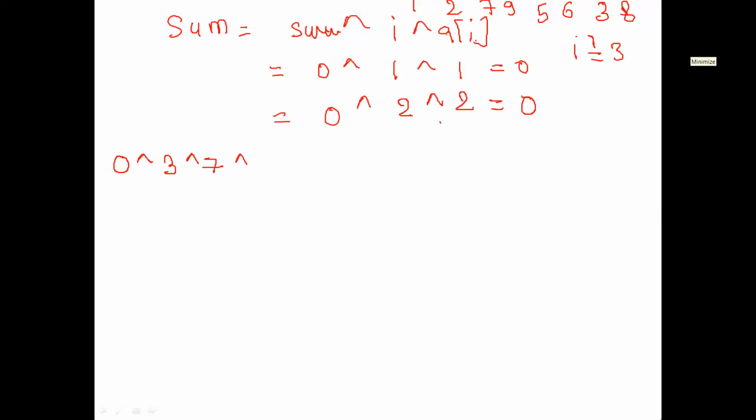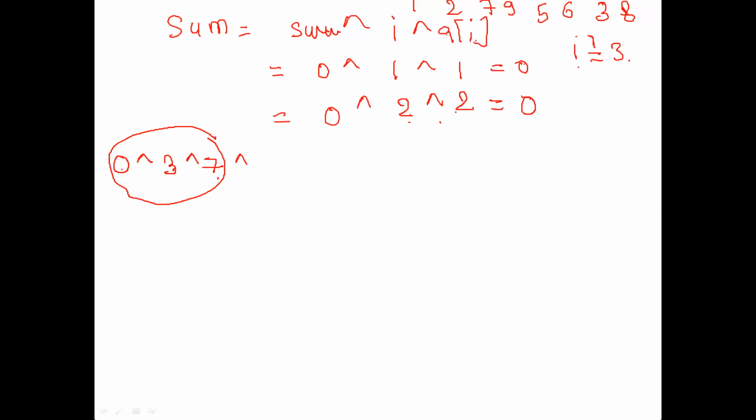Yeah. So 1 XOR 1 is 0, 2 XOR 2 is 0. The third step, when your i will be 3. So when your i is 3, previous sum is 0. i value is 3, A of 3 is 7. This is the new sum from the third step. This sum I'll take to the next step.